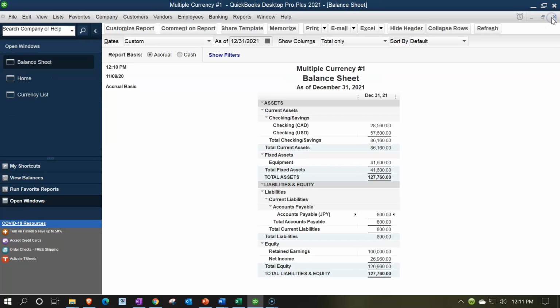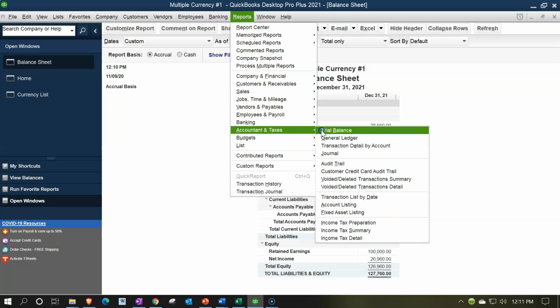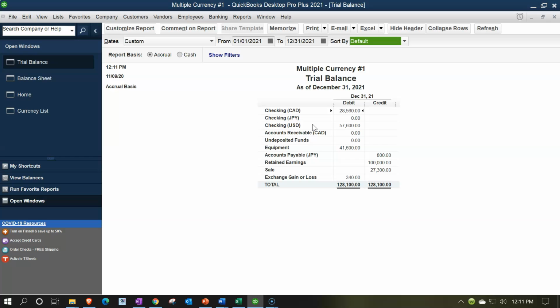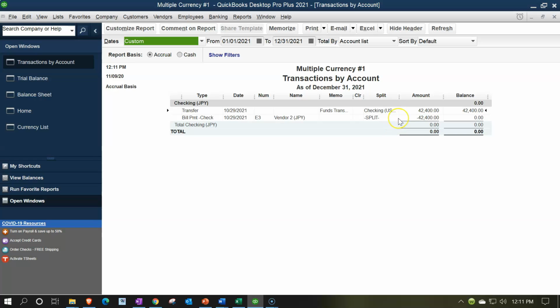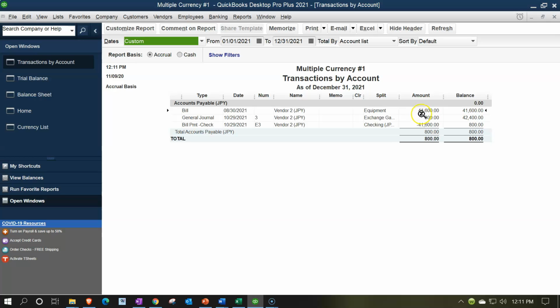Let's consider this more by looking at the trial balance, so we can see all the accounts. Go into the reports drop down, accounting and taxes, and the trial balance. So trial balance from 01/01/21 to 12/31/21, and then we can see the Japanese yen, it's going down, so we decreased it. We actually paid 400,000 yen in terms of yen, right? 400,000 units of yen, but the U.S. equivalent was 42,400 according to the spot rate at that point in time. Then we had the accounts payable that went down. The accounts payable still has that 800 in it, because we doubled it up, right?